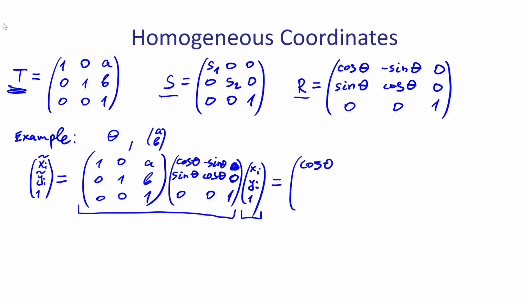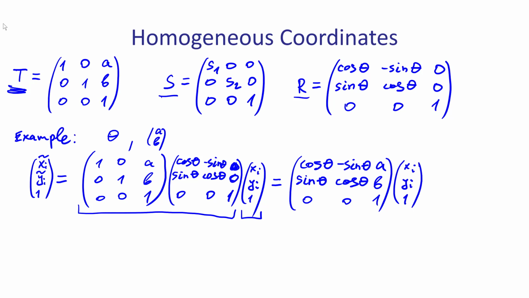It will be cosine theta, minus sine theta, a. Then it will be sine theta, cosine theta, b, and 0, 0, and 1, multiplied by xi, yi, and 1. Pay attention that this coefficient is obtained automatically because you multiply 0 by xi, 0 by yi, and then 1 by 1. So automatically you will get that coefficient still 1, and you don't need to worry about that. All of the other coefficients are multiplied by other things, which will automatically provide the correct values here.